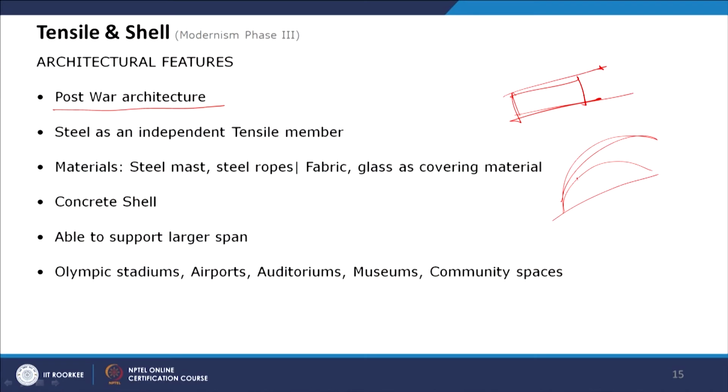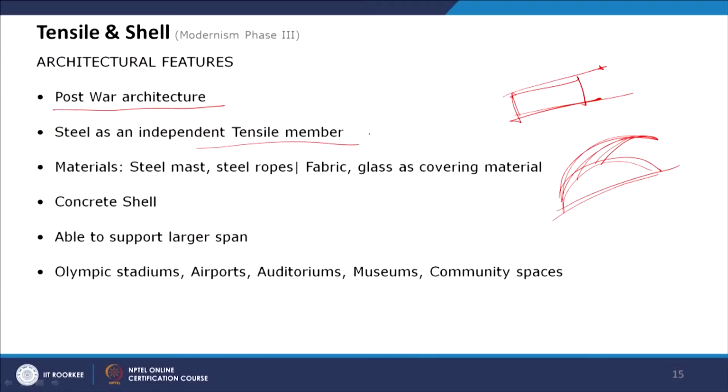For example, if you look at Calatrava's building, which I was showing earlier, this element does not serve any functional purpose. It was possible to design this because it was designed in the postmodern style after the war was finished. So steel as an independent tensile member was used. From a material perspective, the materials were steel masts, steel ropes, and fabric or glass covering.